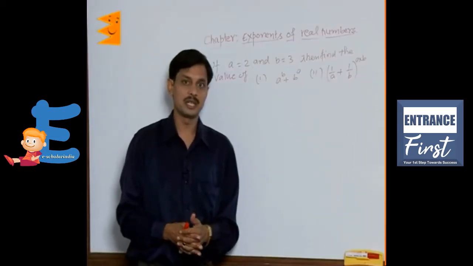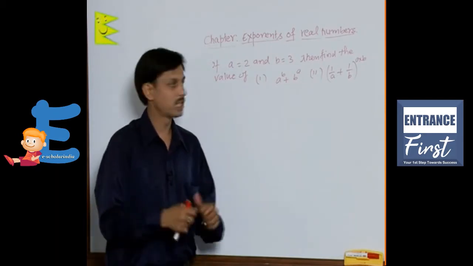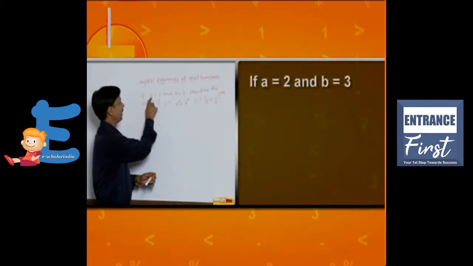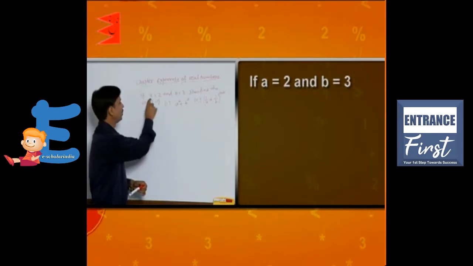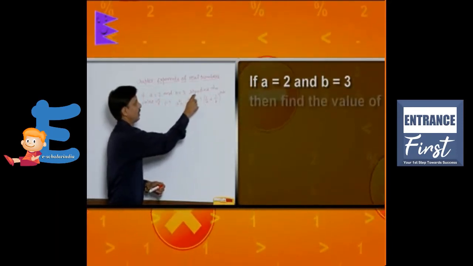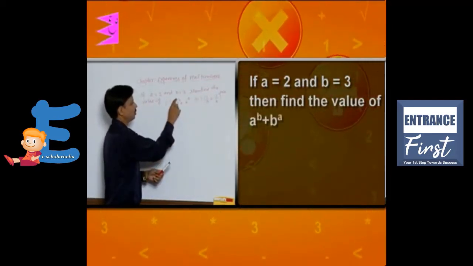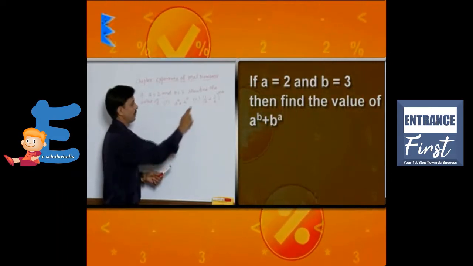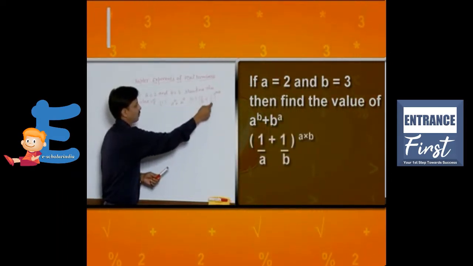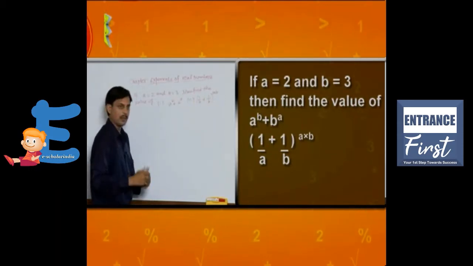Now I want to discuss a basic example based upon the exponents. If a is equal to 2, the value of a is 2, and the value of b is taken as 3, then find the value of the first part, a to the power b plus b to the power a, and the second, (1 upon a plus 1 upon b) whole raised to the power a into b.